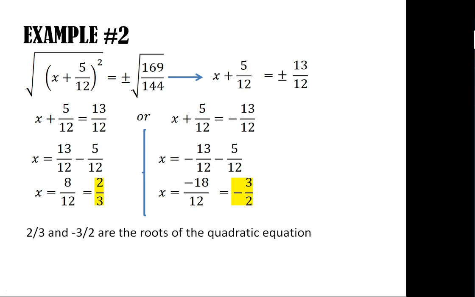So before we end, I'd like to summarize the rules on how to solve a quadratic equation using the completing the square method.